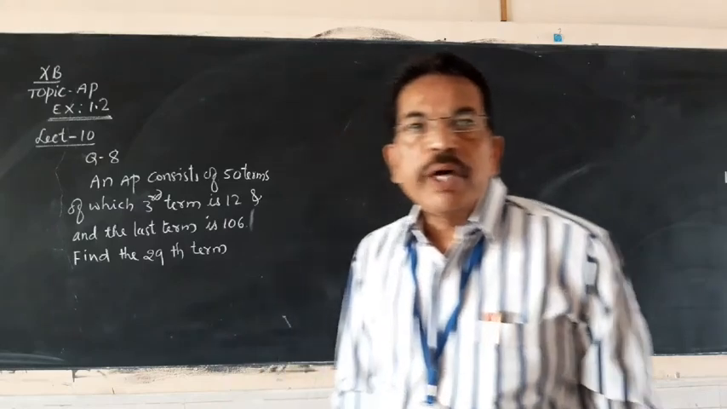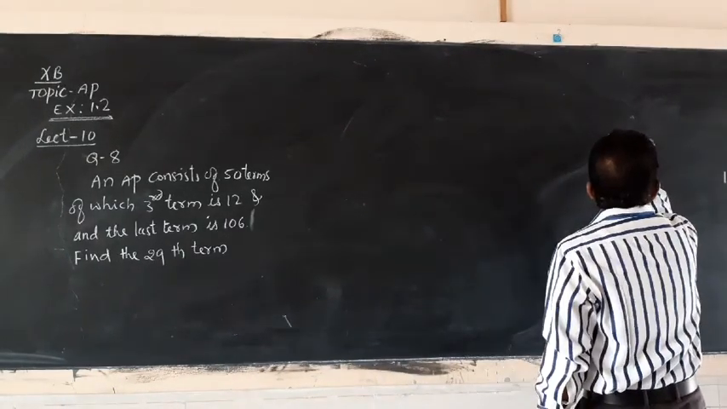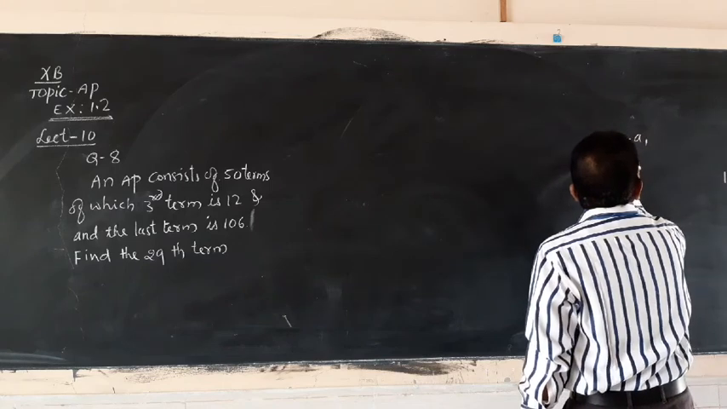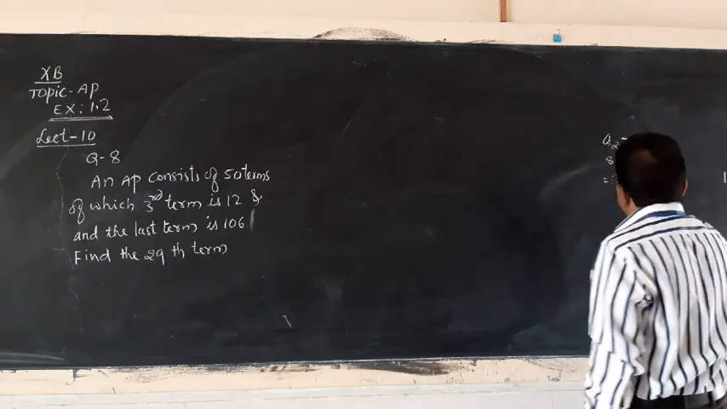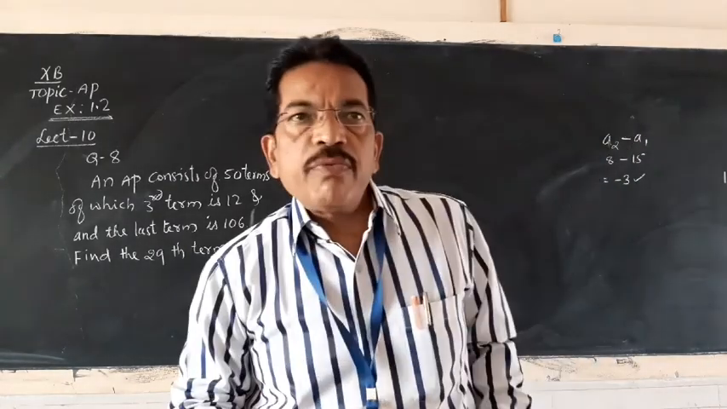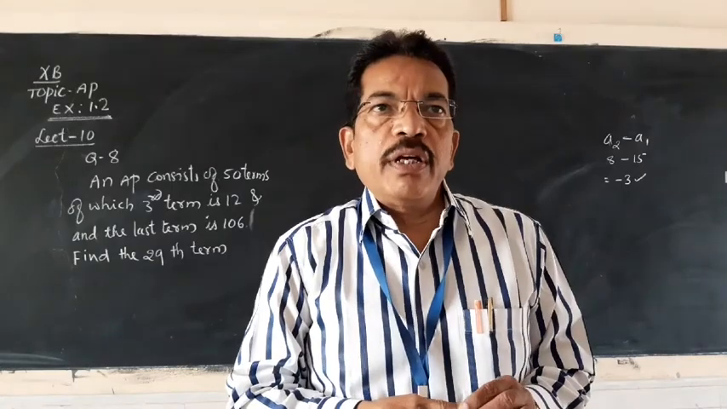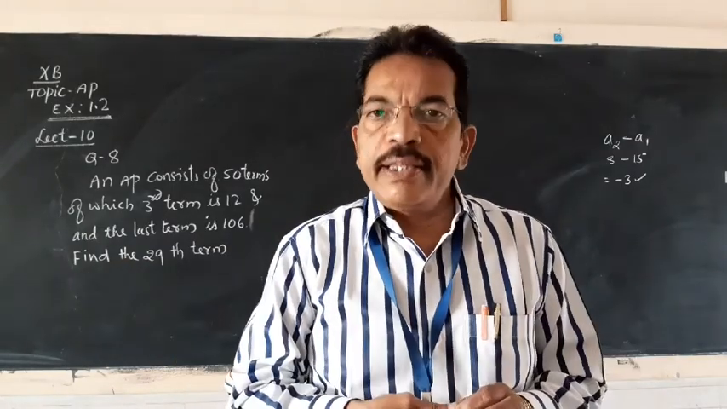Okay, now a2 minus a1 is 8 minus 15, that should be minus 3. So correct that one. Comment everything, but that should be healthy.